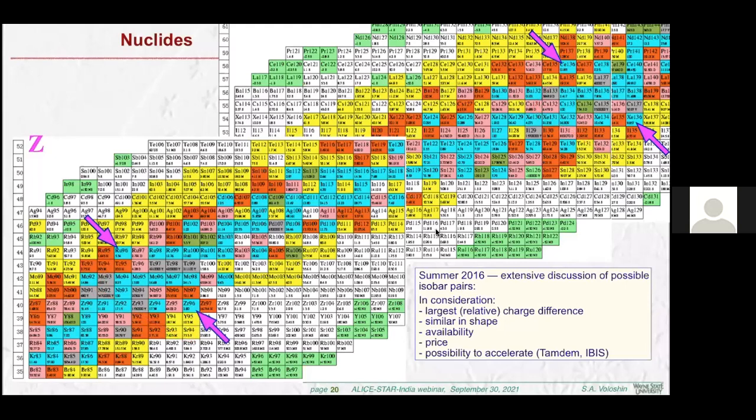And frankly, I don't remember. So there are many things that really were discussed. We have to have a large relative charge difference. They should be similar in shape. They should be available, which is also related to price and the possibility to accelerate. Also, RHIC is such that it could accelerate almost anything, including non-stable isotopes, really.